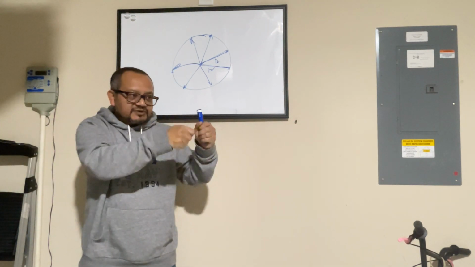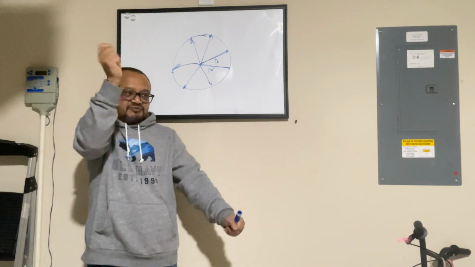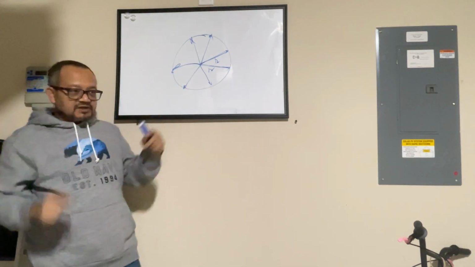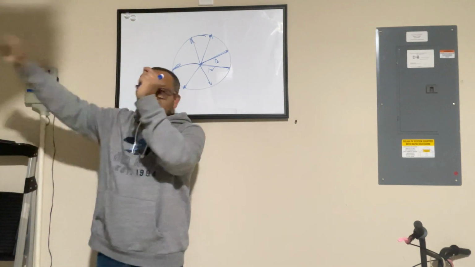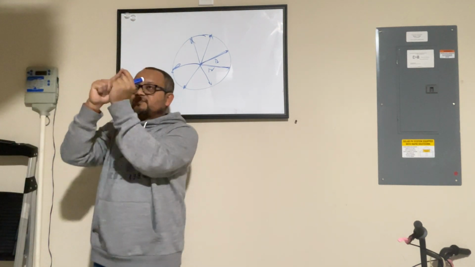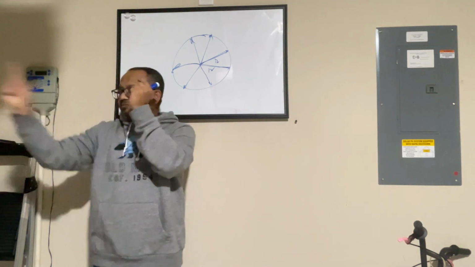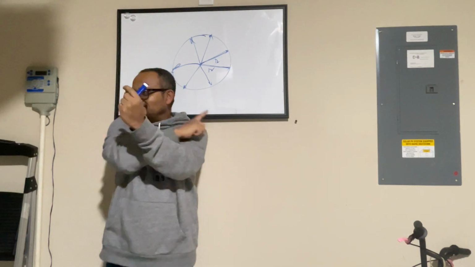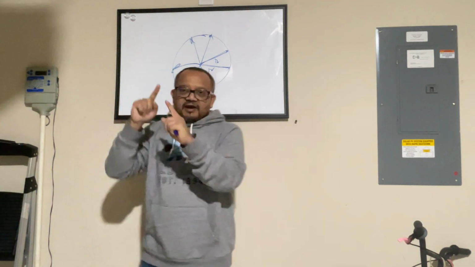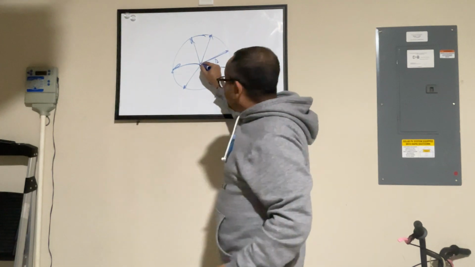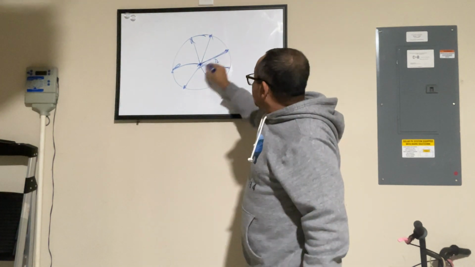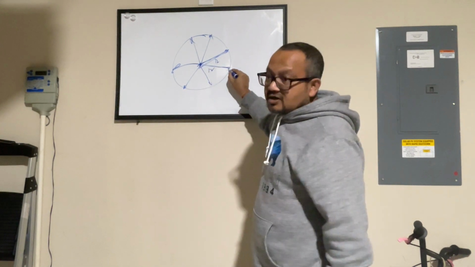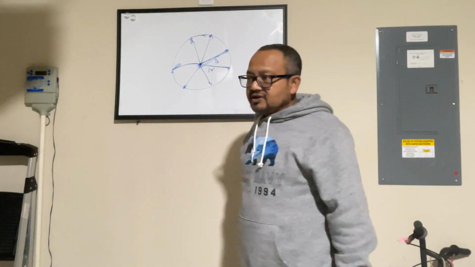Tie a stone at the end of a string, then rotate it. So then you'll see it makes a circle. That means the length of your string is fixed. You're just rotating. I need your attention here, okay? This is the center where you're holding the string. And this is the length of the string, which is making a circle. This is the distance from center to the border. Everywhere it is the same, that is called radius.